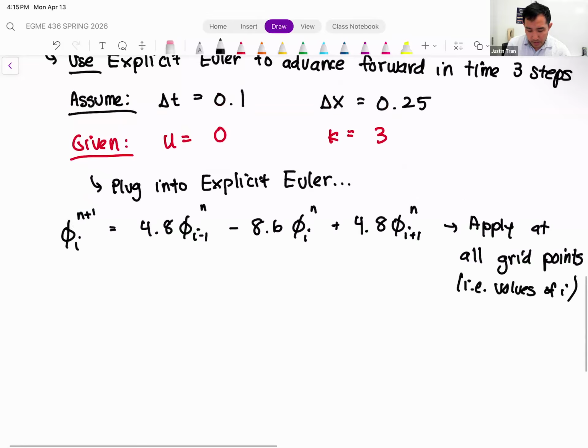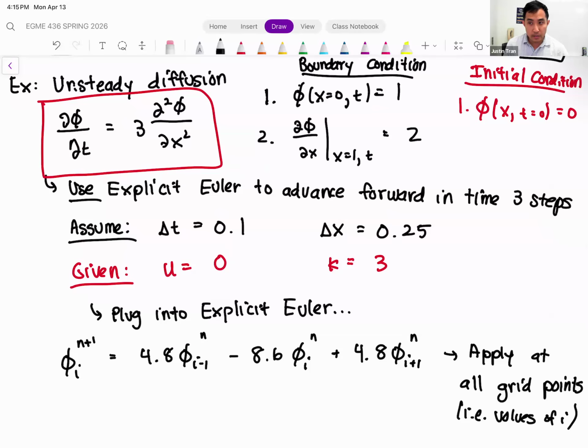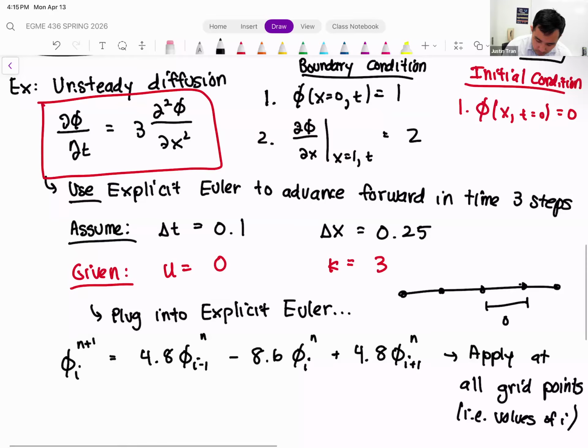So from this problem, we can see that we have a grid spacing of 0.25. From the boundary conditions, we see that the length of our domain is 1, because our boundary conditions go between 0 and 1. That means the number of grid points that we have is going to be 5, right? So our domain looks something like this, where the space in between each grid point is 0.25, and the entire length of the domain is 1, okay? All right, so we have 5.